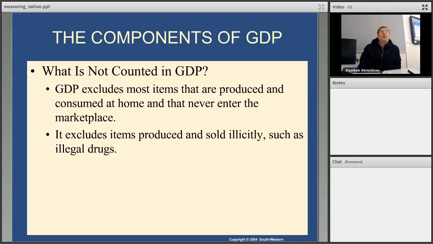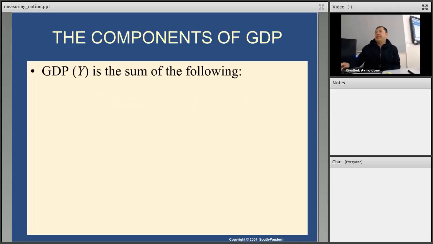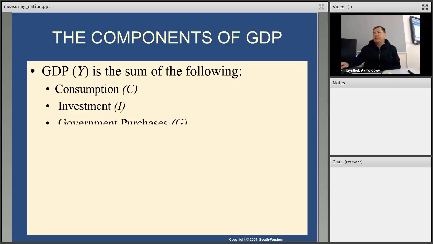GDP counts only transactions between buyers and sellers. It includes items produced and sold illicitly, such as illegal drugs. So illegal drugs are also included to GDP. So components of GDP measure for what people spend money. So expenditures actually equal the income of goods and services.